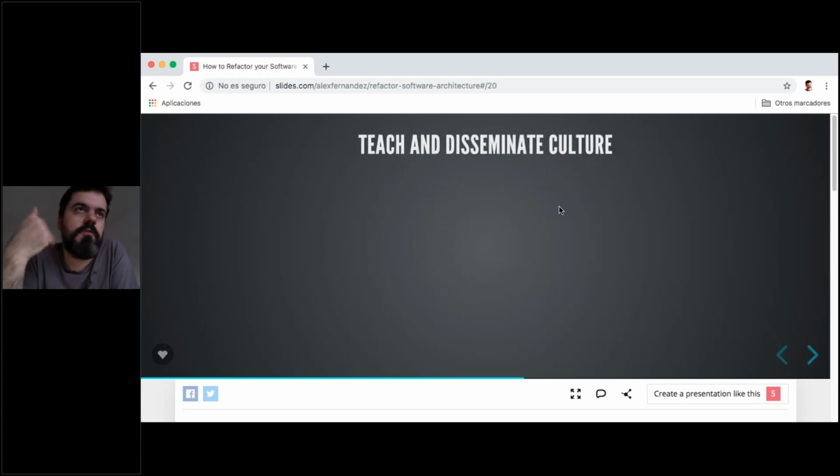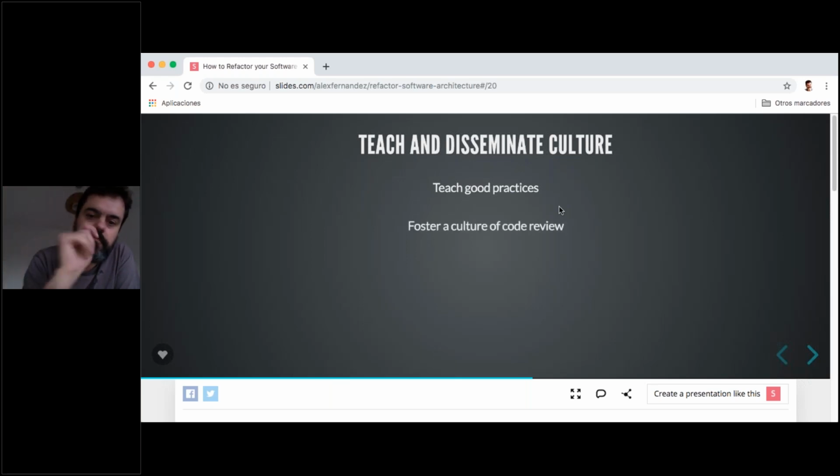And of course, this is the most important part, disseminate the culture. If you want to teach people good practices, then teach the team. Show them how to do things, pair with them. Code review can help you a lot, can be a very important part of culture. Because when you are reviewing code with people, you are telling them what you expect from them, and they will tell you what they expect from you. They will show you what they are capable of. So code reviews, in my experience, are very important.